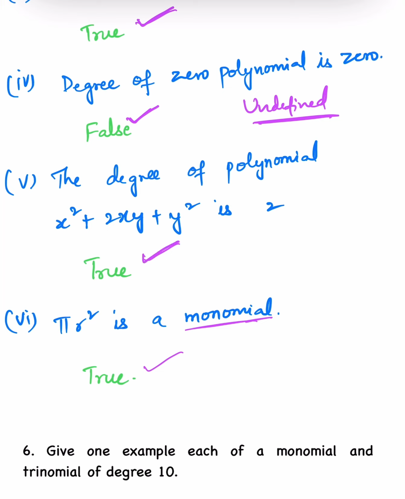Pi r square is a monomial. So, in order to check whether a particular polynomial is a monomial or not, we have to first check the number of terms. Pi r square. So, this entire thing is one single term. There are no more terms. So, if a polynomial has one term, it is called a monomial. So, this statement is true.